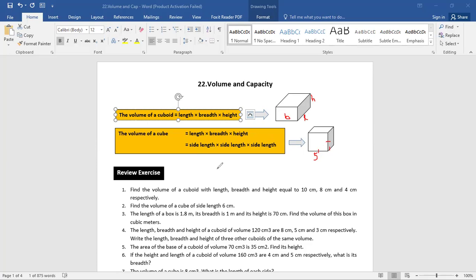That means if you want to find the volume of a cube, and the side length of the cube is 5 centimeters, you have to multiply 5 by 5 by 5. Very easy. If you want to find the volume of a cuboid, think this is 6 centimeters, this is 5 centimeters, and this is 4 centimeters: 6 into 4 into 5. Okay, I will come back to the board.